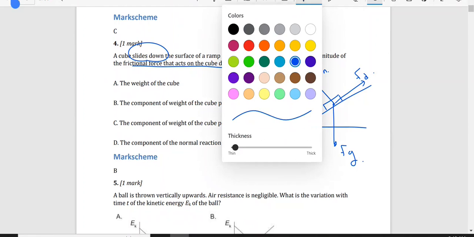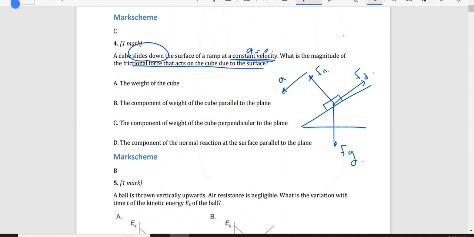I'm going to break down Fg, the weight, into two components. One component is in the vertical direction, the y direction. The other one is in the x direction, the horizontal direction, which is parallel to the surface. The component of the force in the vertical direction is the cosine, the adjacent side. So this is Fg cosine of the angle, and this will be Fg sine of the angle.